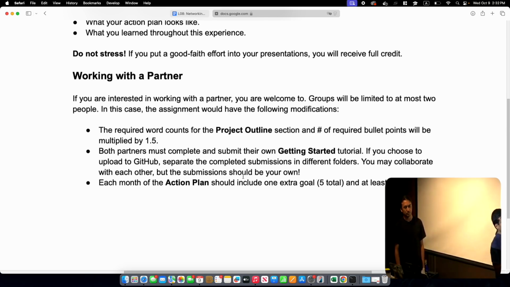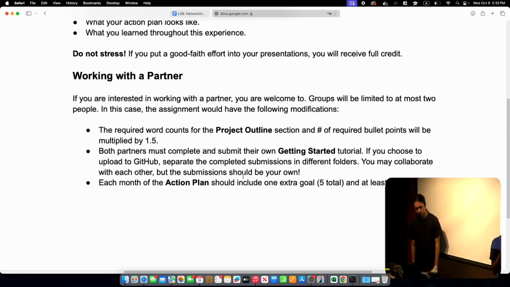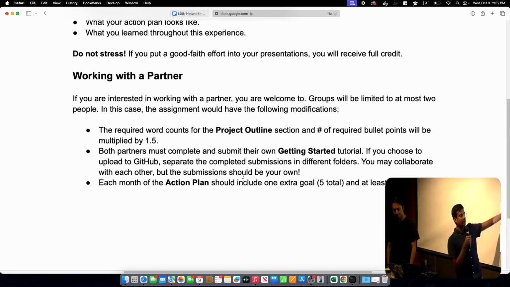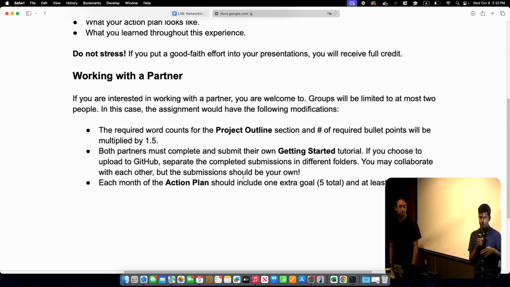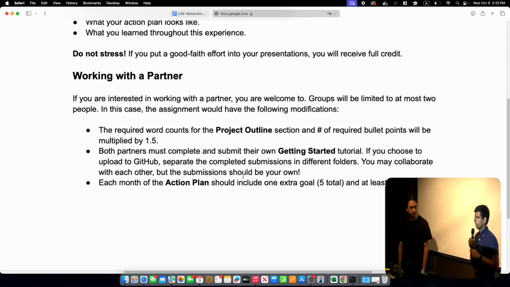So one, for the project outline, we are going to increase the word count by a little bit. Everyone should complete their own getting started tutorial and submit it. If you're in a pair of two, the reason we're doing this is we do not want just one person, for example in iOS, doing all of the actual coding work and everyone else doing the writing. To prevent that, we're going to have everyone submit their own getting started tutorial piece. That allows everyone to have the opportunity to get involved and to have a deep dive into the topics they're interested in. And then we're adding one extra: everyone should add one extra goal and one extra task into the action plan section.